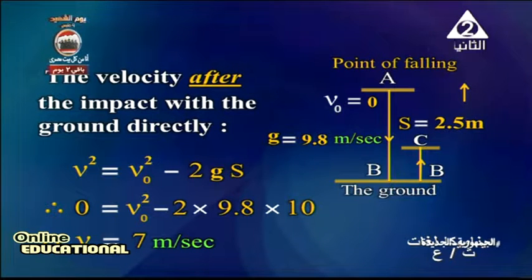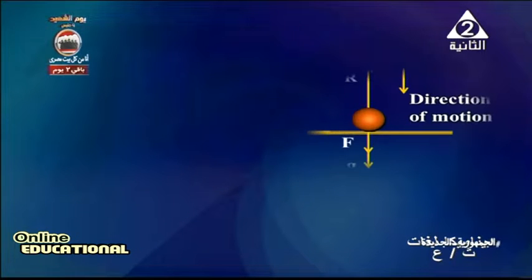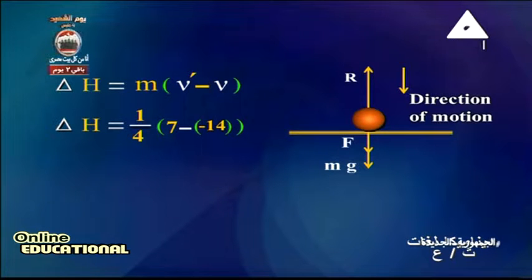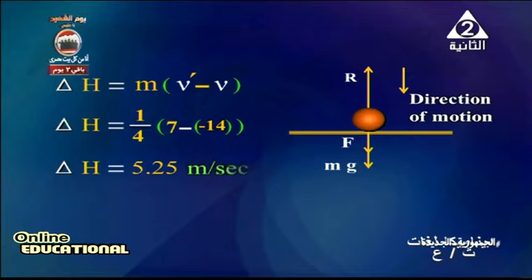Now we can use the relation delta H equals m multiply (v dash minus v). The mass equals quarter kilogram, and v dash is 7 minus v, which is negative 14 meters per second, because the ball impacted with the ground and rebounded upward after the impact directly. Then delta H equals 5.25 kilogram times meter per second, or 5.25 Newton second.